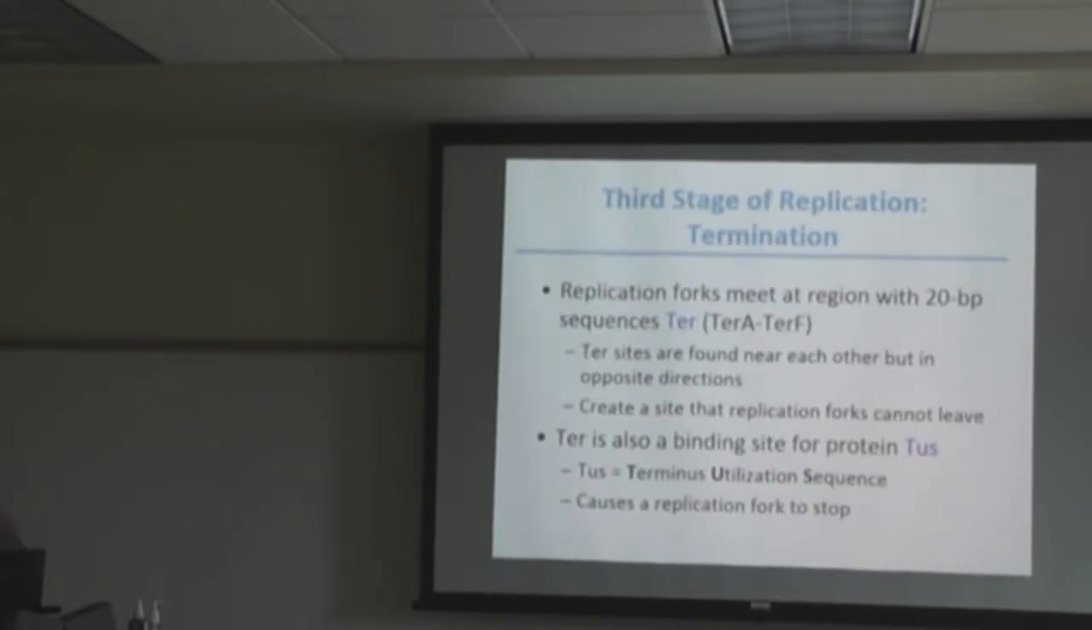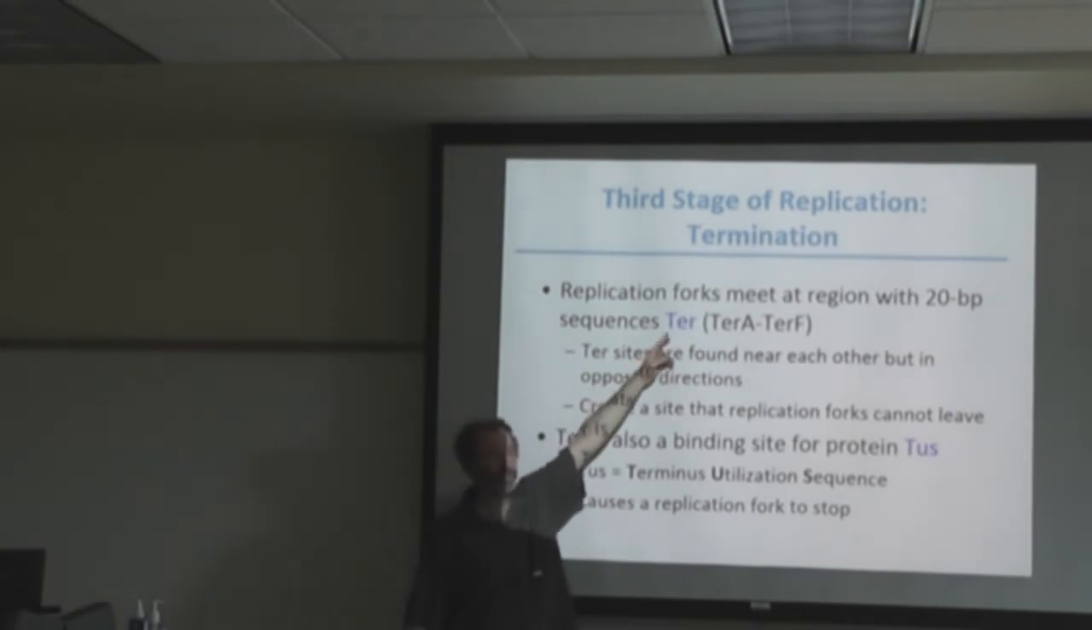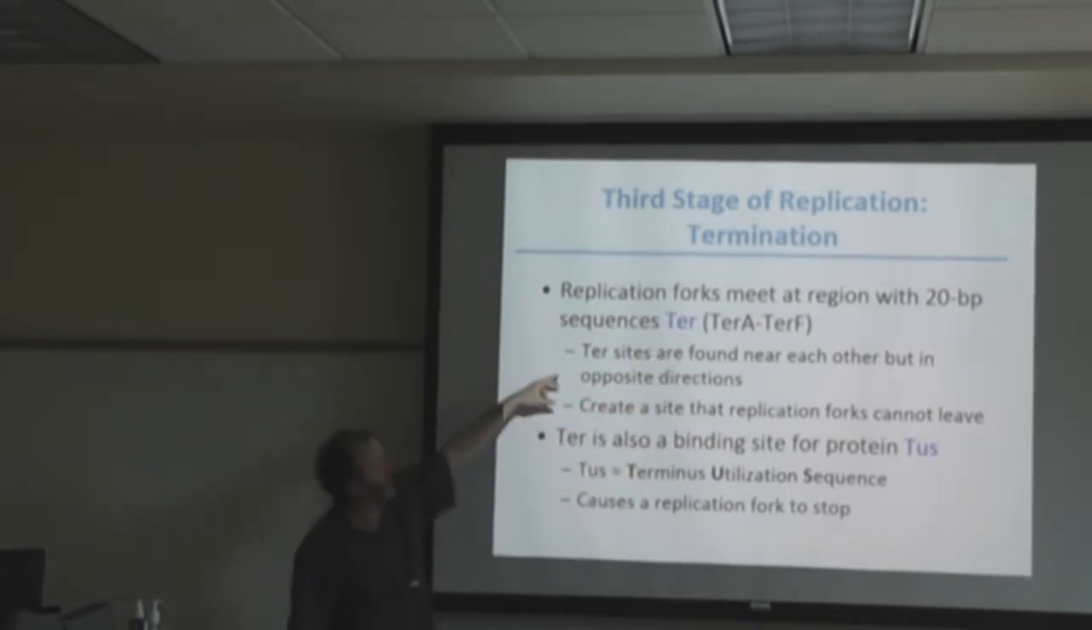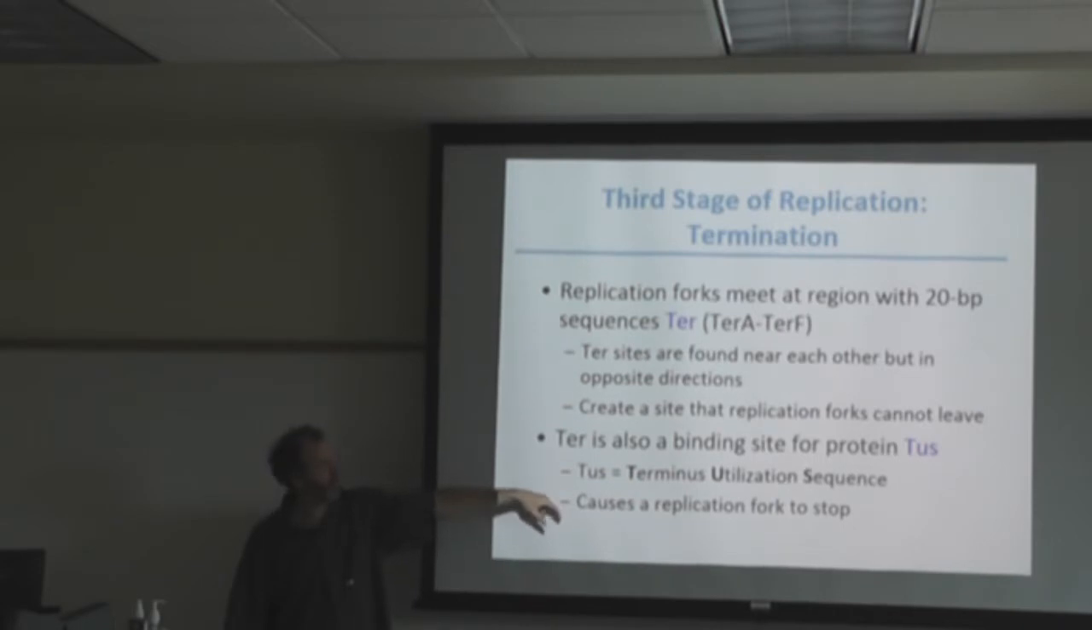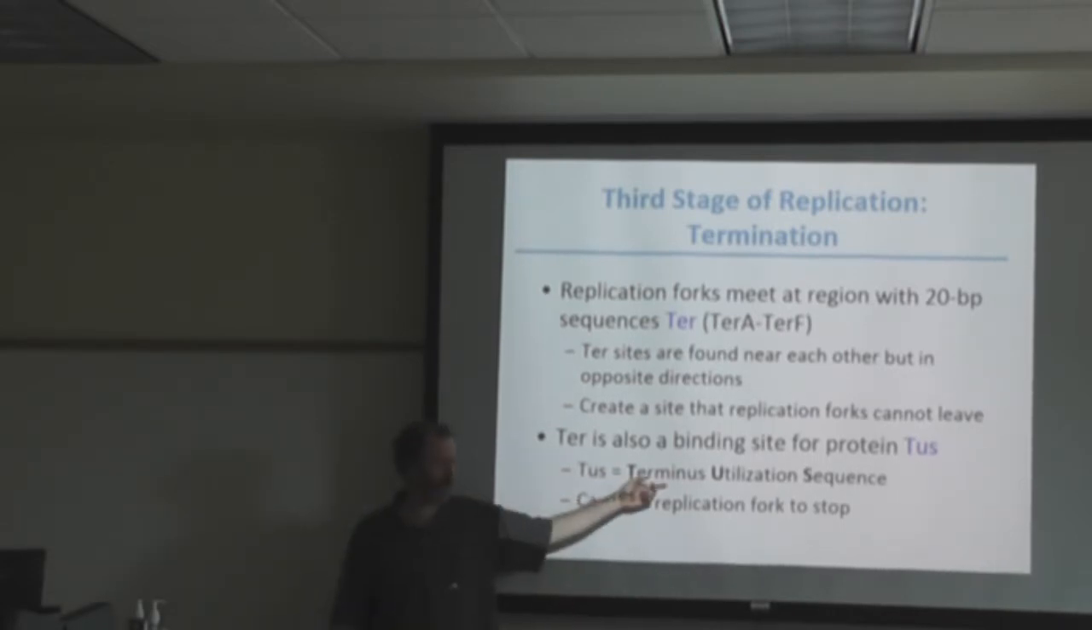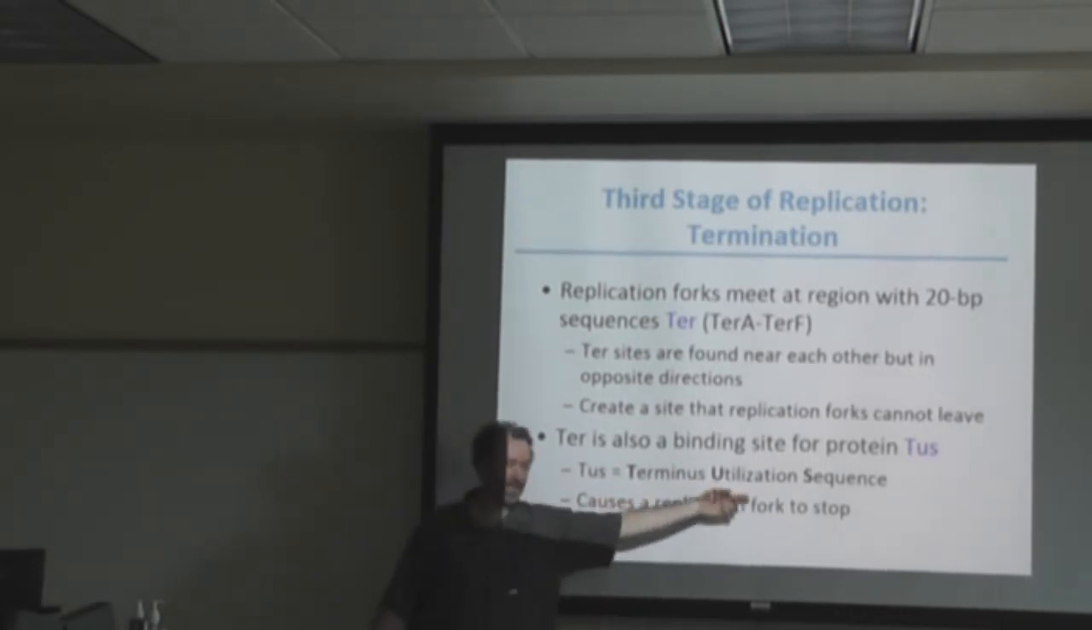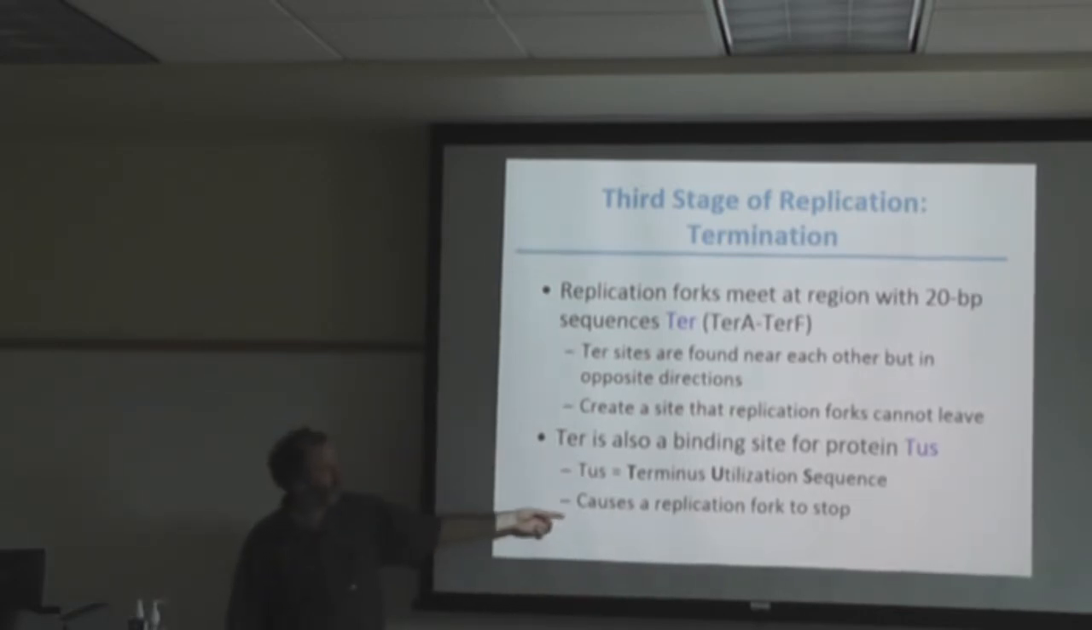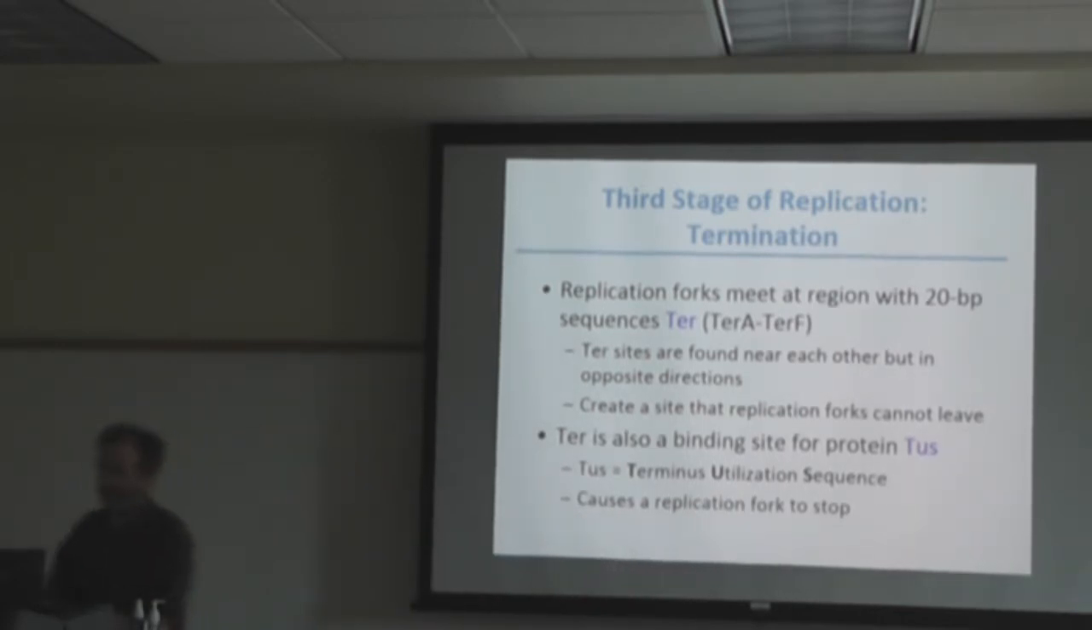The third stage of replication is termination. Replication forks meet at a region with a 20 base pair sequence called the termination sequence, TER, TERA through TERF. TER sites are found near each other but in opposite directions, which creates a site that the replication forks cannot leave. TER is also a binding site for the protein TUS, which stands for termination utilization substance. It causes a replication fork to stop.